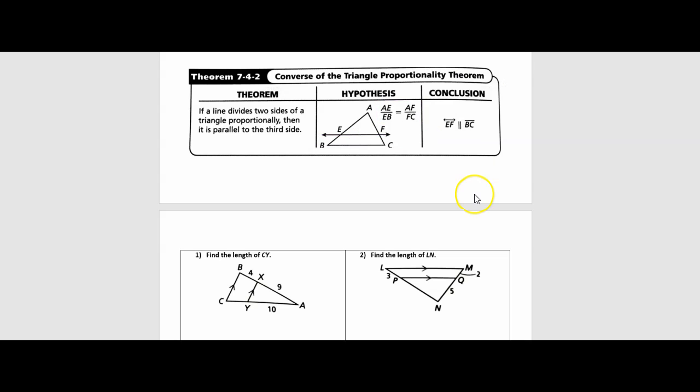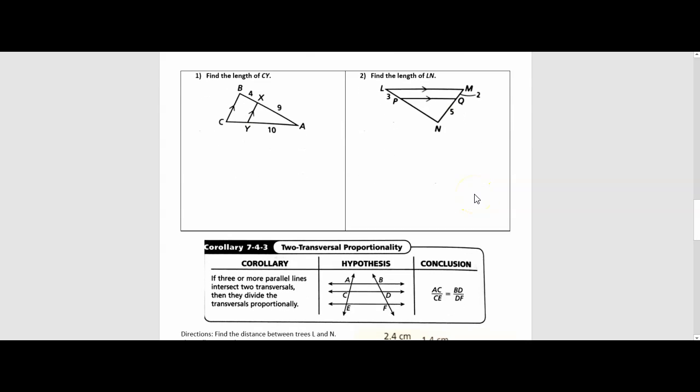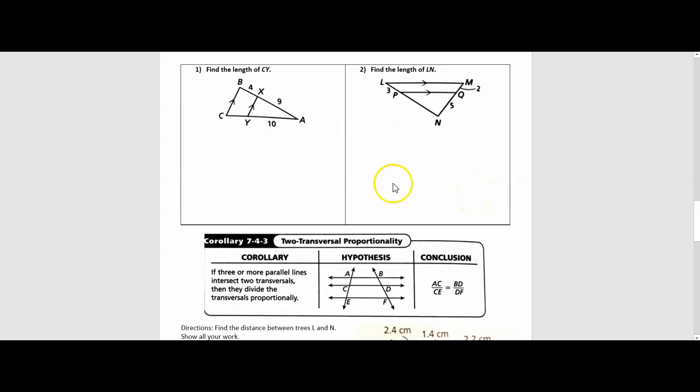Okay, let's just do question 1. Should be pretty quick. You are going to use the triangle proportionality theorem here. And notice there'll actually be a couple different ways you could set this up. So go ahead, pause the video, see if you can figure out the length of CY.